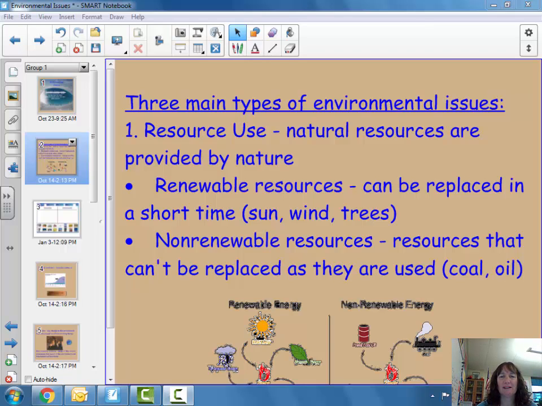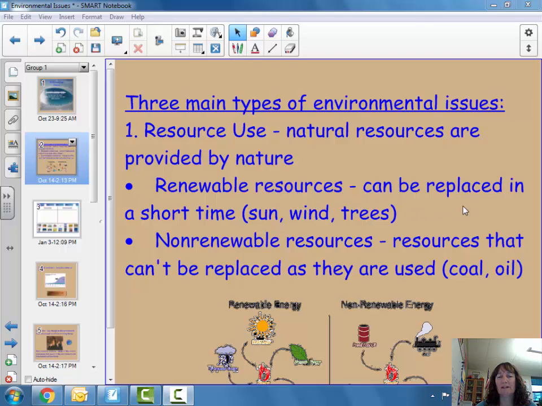We're going to take notes today on Chapter 3, Section 1 on environmental issues. And there are three main types of environmental issues. The first one is resource use, so natural resources that are provided by nature. So that's basically how are we using those resources? Are we using them wisely? Are we wasting them?